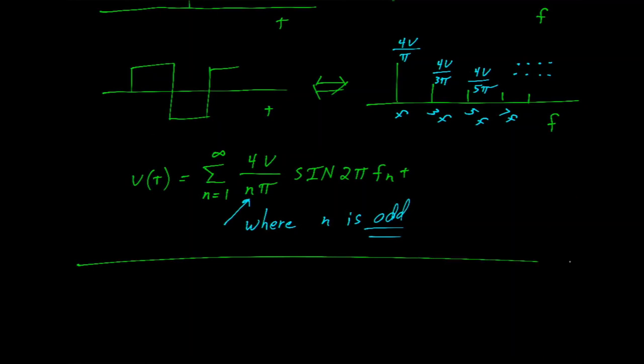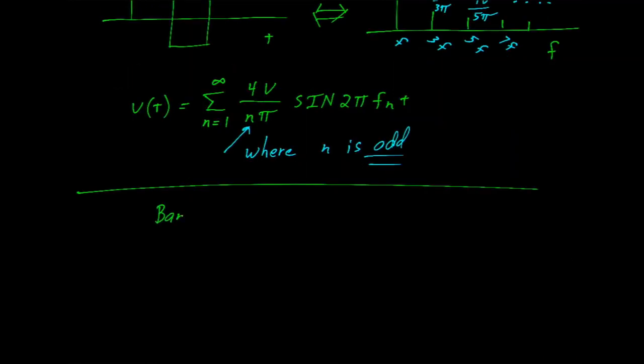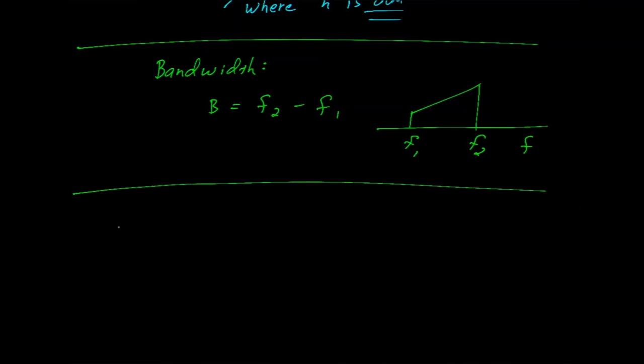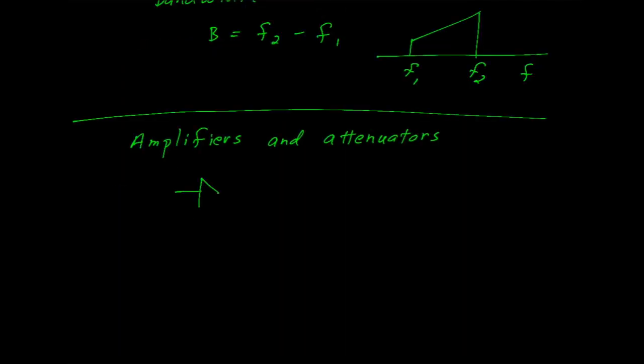The concept of bandwidth has been very important to us, where we define bandwidth as some F2, which is the upper frequency, minus some lower frequency, F1. So for example, if we have a wedge of frequencies in the frequency domain, this would be our F2, this would be our F1. Amplifiers were another topic, and attenuators. We identified amplifiers as triangles, and attenuators were just drawn as resistors.